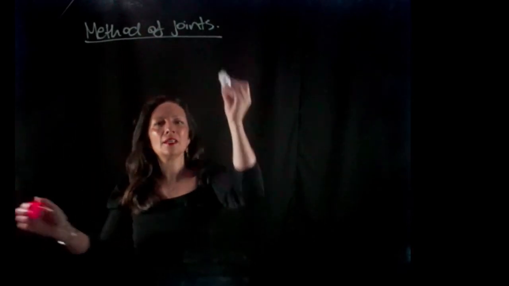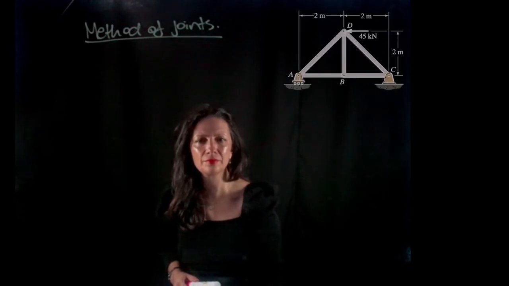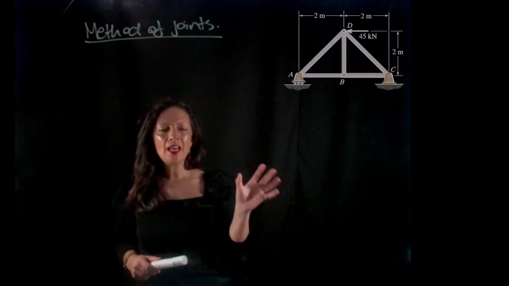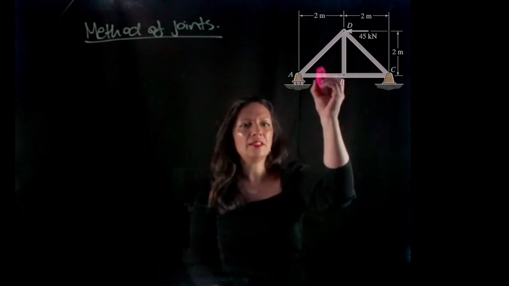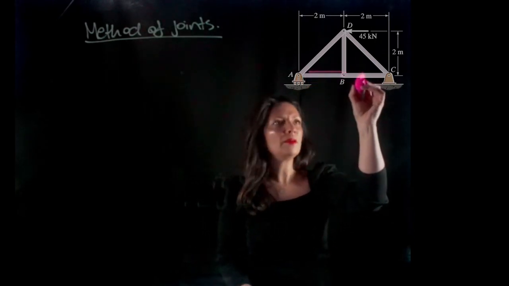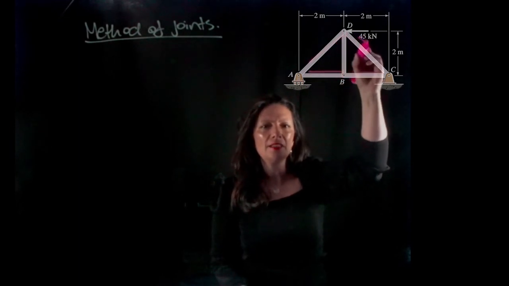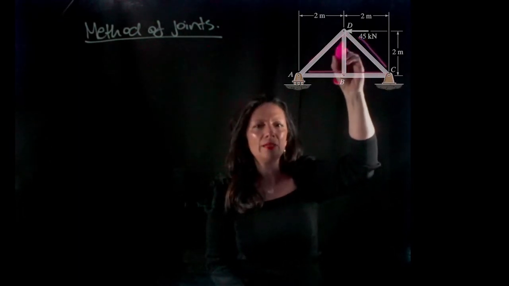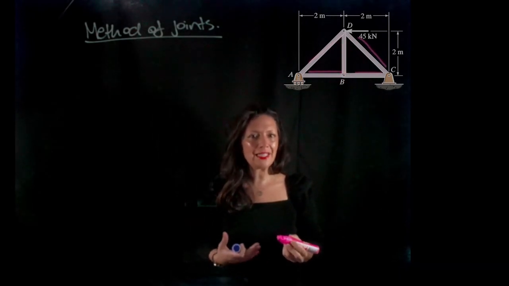So here we have method of joints. Let's take a look at this problem. Here we have a truss and we have members AB, BC, AD, CD, and we have BD. So we want to be able to find what the force is in each of these members.